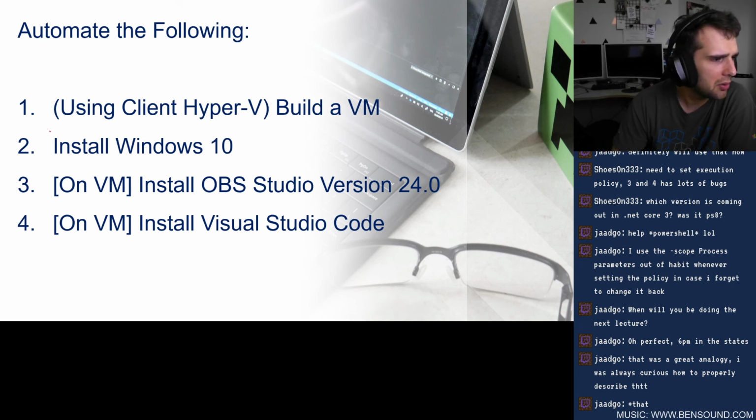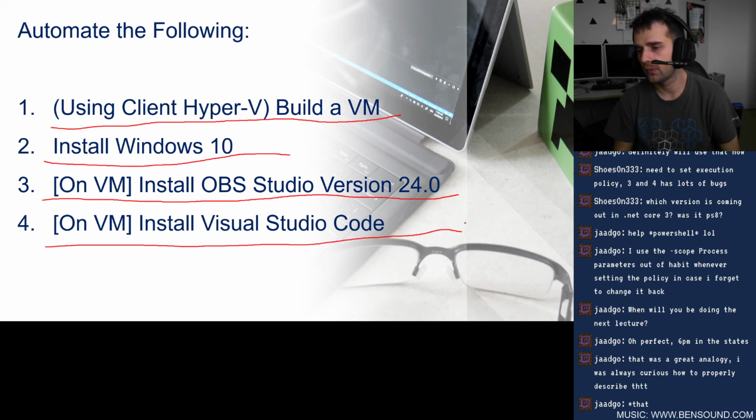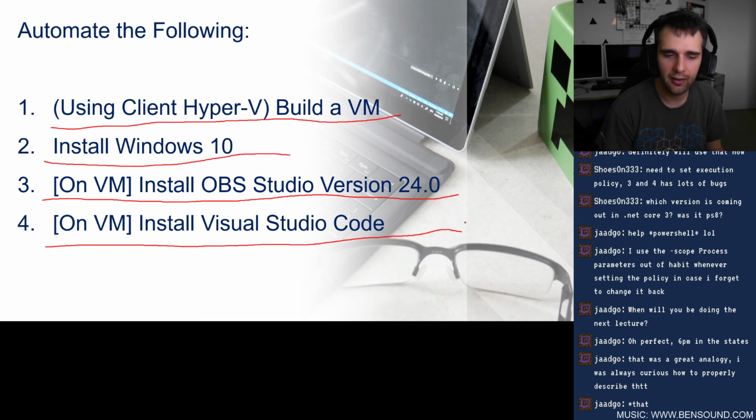First, using Client Hyper-V, we are going to build a VM. Following that, we're going to install Windows 10. We're going to install OBS Studio version 24, and we're going to install Visual Studio Code. We're going to do it through PowerShell, and then right at the very end, once we have the DSC talk, which will be the very last one, we'll be doing it in DSC.